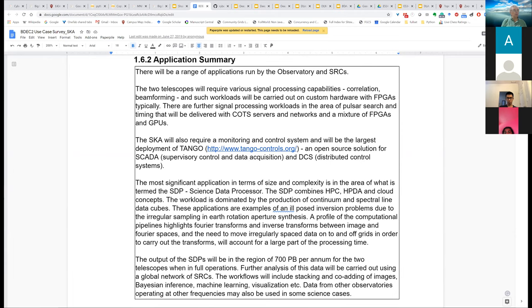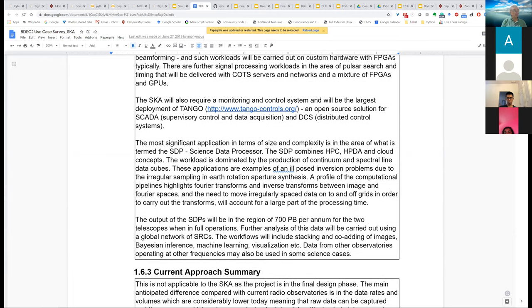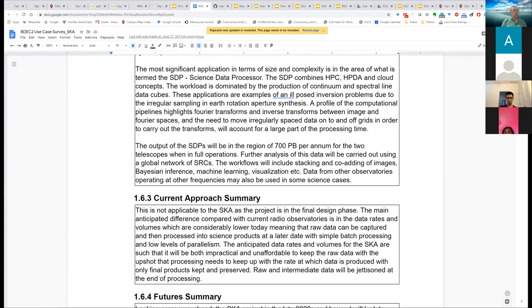It has some overall software, and there will be a science data processor, which is going to take in the initial data, and here is this impressive number. It's going to give you 700 petabytes, which is almost an exabyte per year for the two telescopes. I remember I said that the LHC these days is 100 petabytes. By the time SKA comes online, the Large Hadron Collider will be up around 1,000 petabytes per year. So they're similar in size to the Large Hadron Collider.